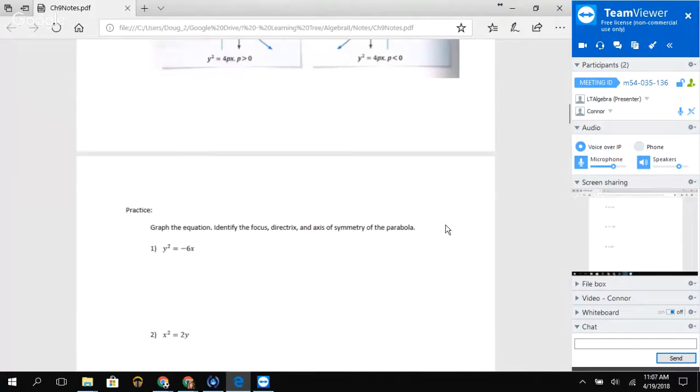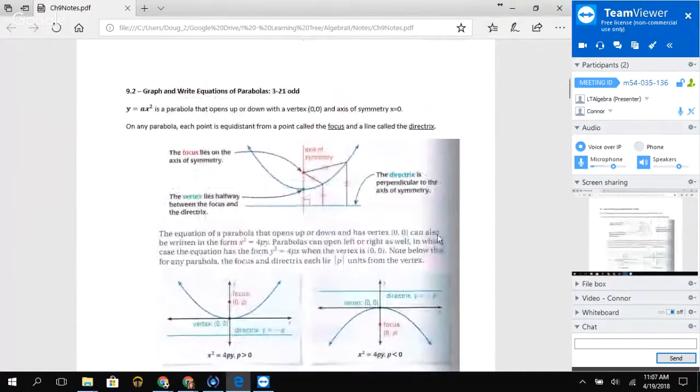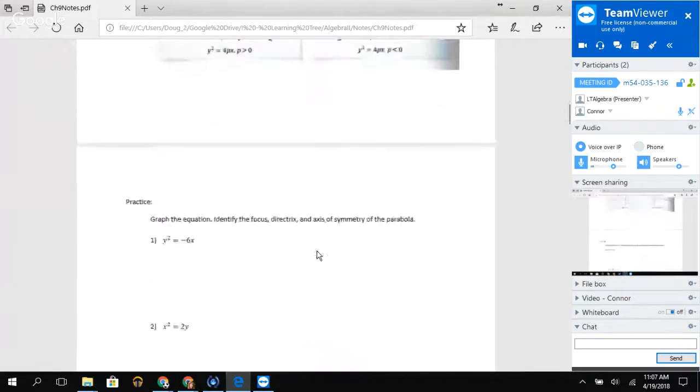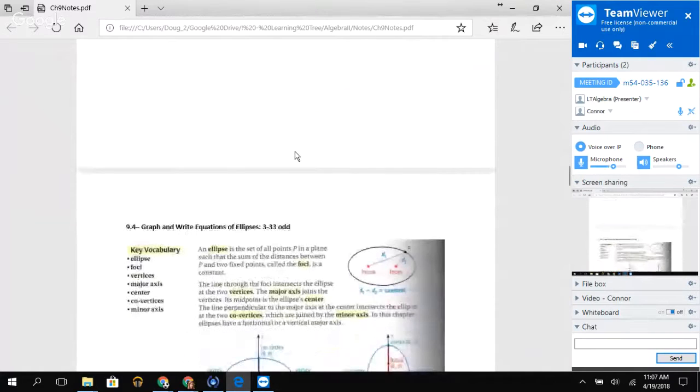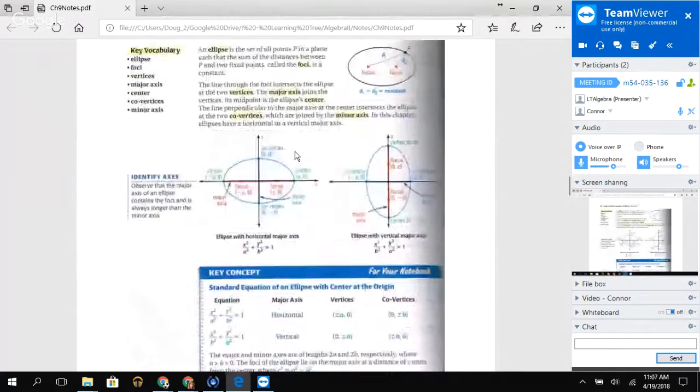So we have talked about parabolas. We got our parabola, we have our focus point right here on our parabola, and then we have our directrix, which helps us graph that. And we kind of learned how to do those. Then we talked about circles, which were pretty easy.